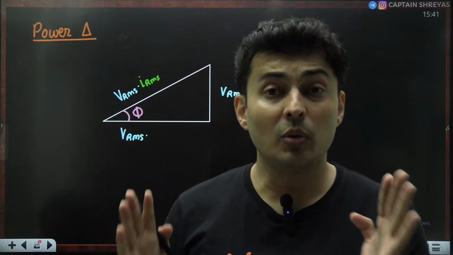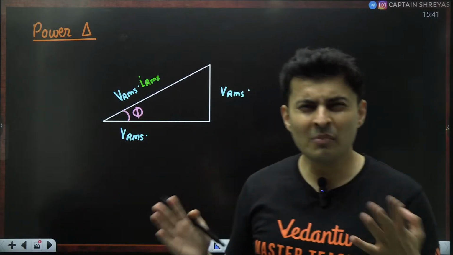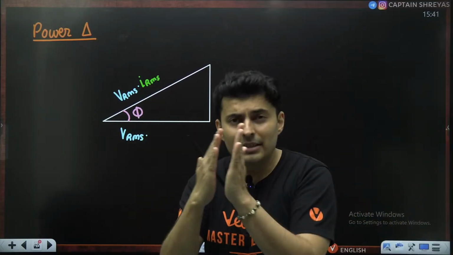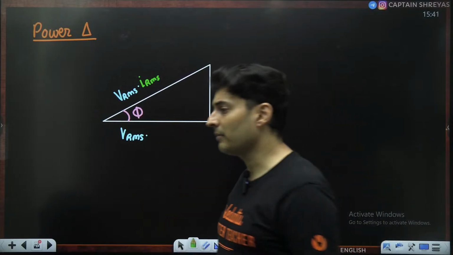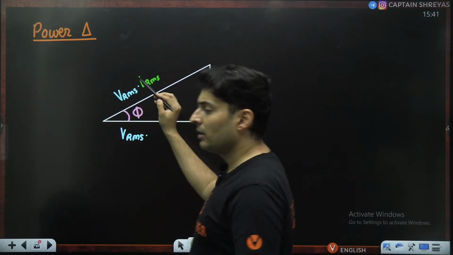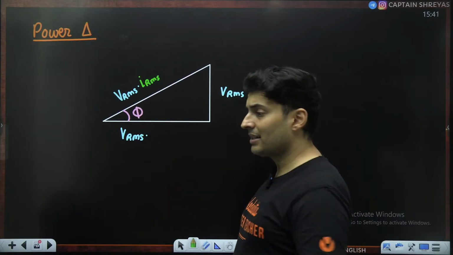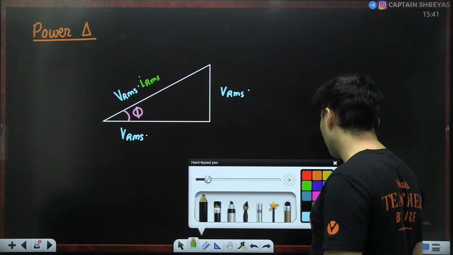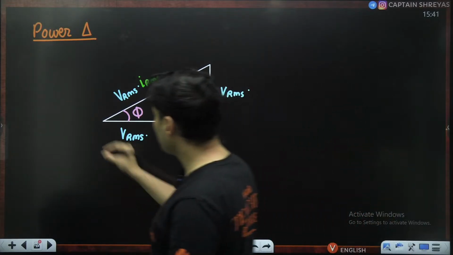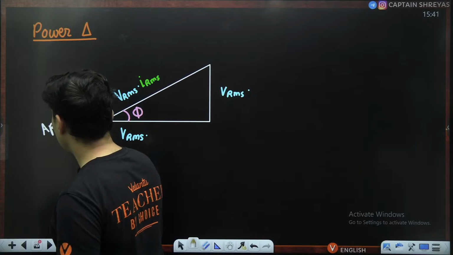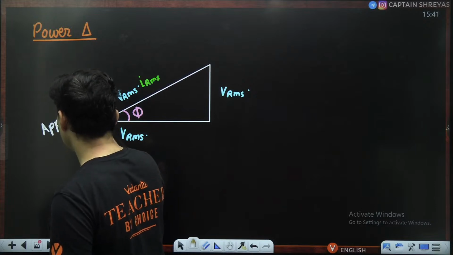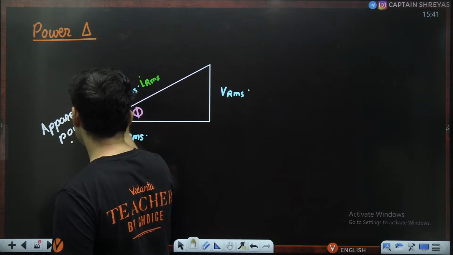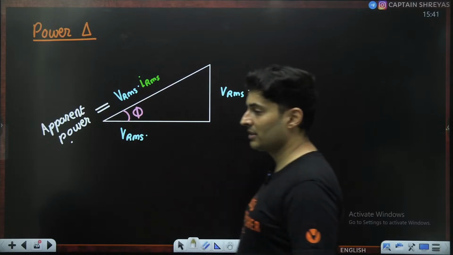But that's okay only for DC, not for AC. Because in AC, voltage and current don't go up and down together. There is a phase delay, a phase gap between them. So if someone just multiplies voltage and current and says that is power, that person is definitely wrong. What that person has calculated is something called apparent power. It is not real power. So that is basically your apparent power, which is just Vrms into Irms.